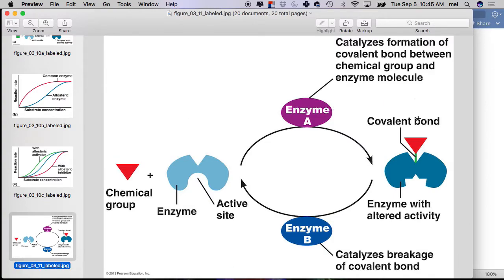In order to do covalent regulation, you need two buddies, okay? I'm going to use a friend enzyme to yank that chemical group off and covalently bond it to me, and that's how you change the shape of the active site. Here's an example that you've probably run into before.